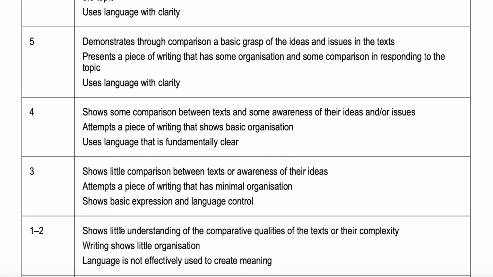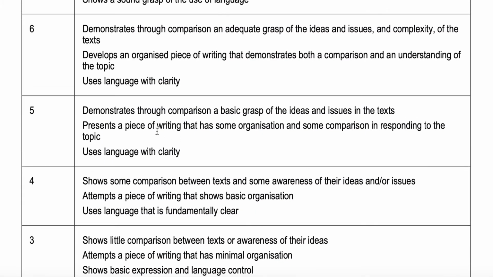So the first of them is talking about the understanding of the comparative qualities of the text. So if you notice here down towards the bottom of the ladder, we have these things about some comparison between the texts. And then at 3, it starts to talk about the awareness of their ideas. Now, this is really key because far too many students go into the exam thinking that if they can just compare how the characters are the same and character experiences are pretty similar and that the plot of either of the texts that they've studied is similar, then they're really engaging in deep comparison.